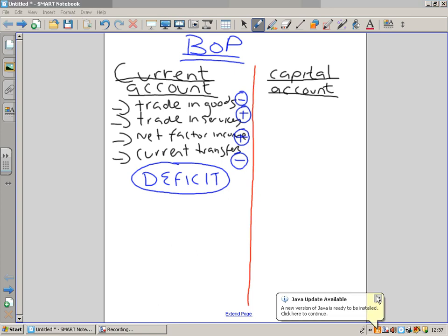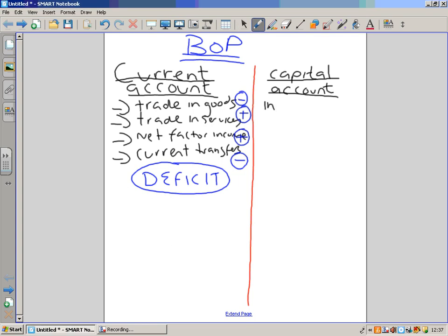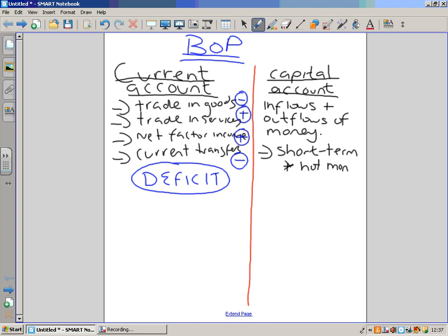Now, the capital account measures inflows and outflows of money. So it measures the record of money coming in against money coming out. Money coming in or out can be short-term and long-term. The most common short-term is hot money. So short-term is money that's invested for less than a year, then it's pulled out again.